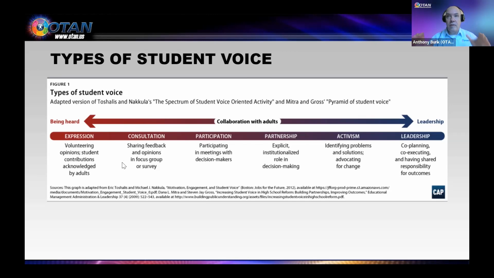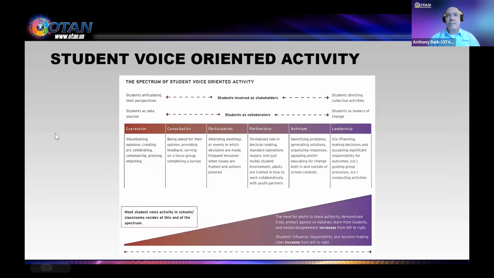Looking at this one measure gives us a sense of how close we are getting to student leadership, student agency, student ownership, things like that. We have to move more to the right side of this spectrum rather than staying on the left side, to get closer and closer to activism, leadership, and those types. Let's look at this in a second way.